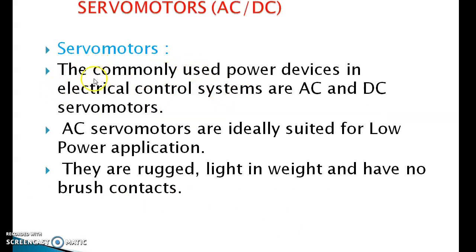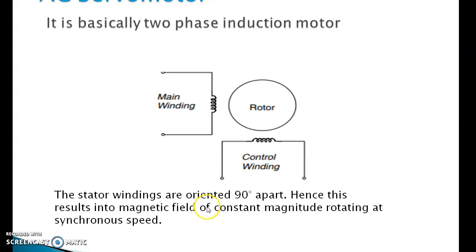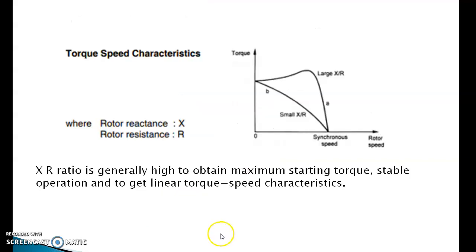Servo motors, the commonly used power devices in electrical control systems, are AC and DC servo motors. The AC servo motors are ideally suitable for low power applications. They are rugged, light in weight, and have no brush contact. An AC servo motor is basically a two-phase induction motor. This is the main winding, this is the rotor winding, this is the control winding. The stator windings are oriented 90 degrees apart. Hence, this results in a magnetic field of constant magnitude rotating at synchronous speed.